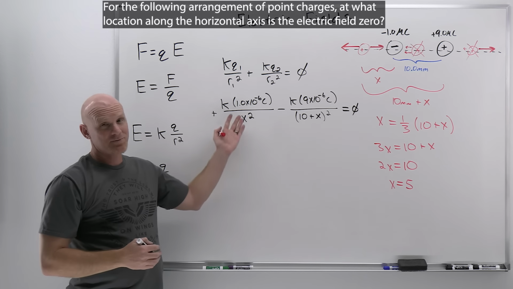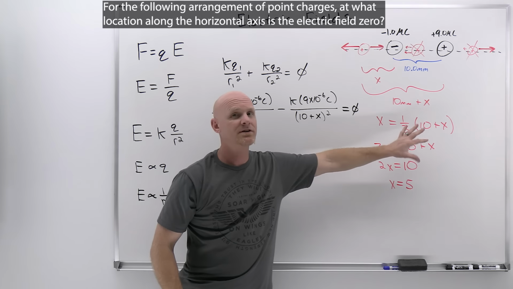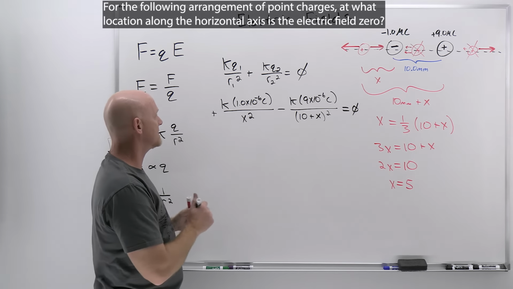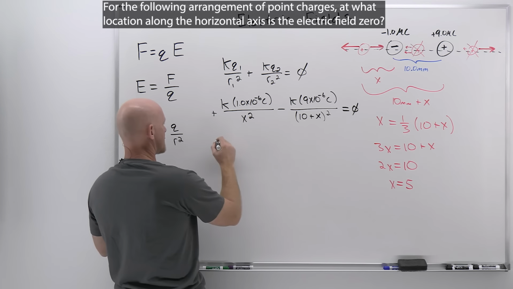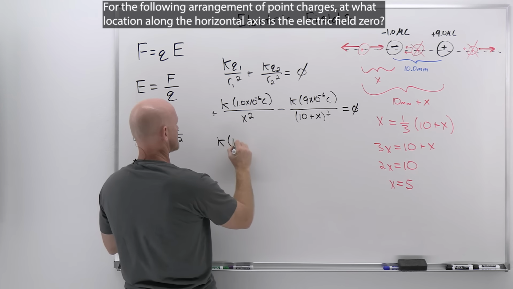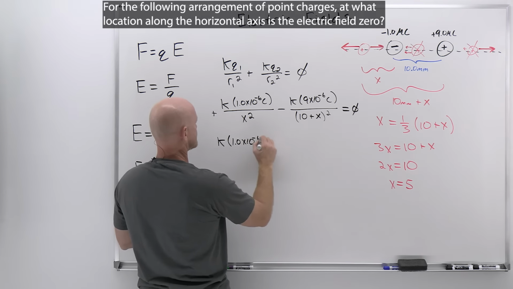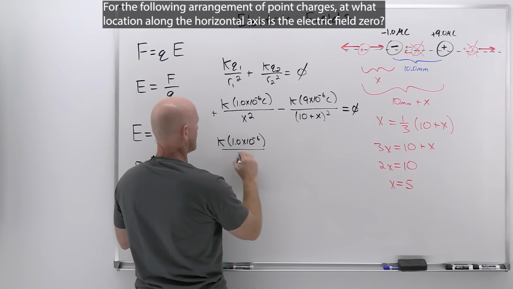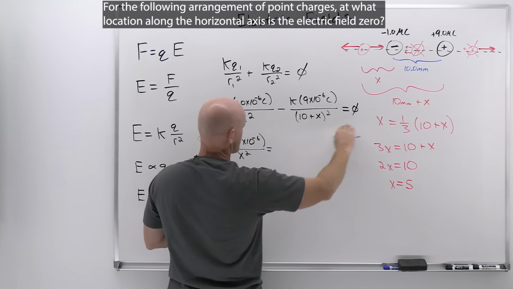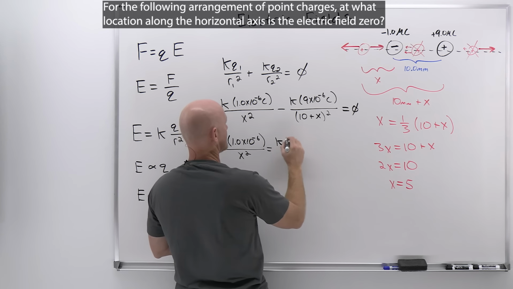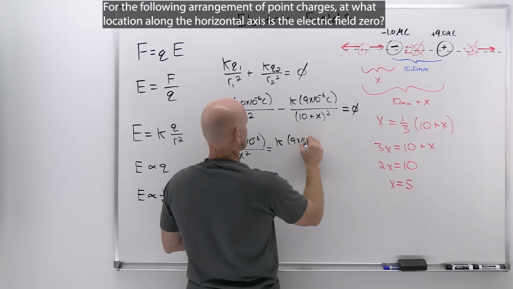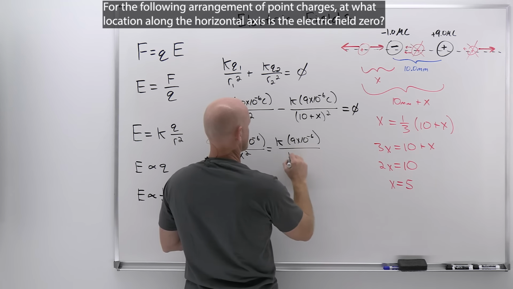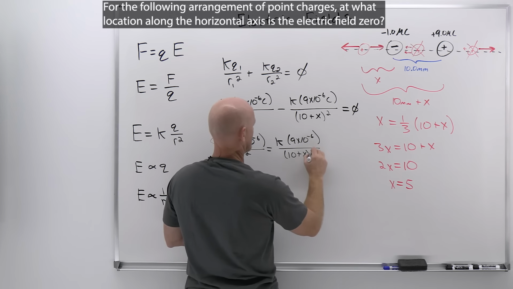All right, the algebra here is a little worse than the equation we solved here, but ultimately reduces down to the same thing, as we'll see. And so in this case, we rearrange this just a little bit. So k times 1.0 times 10 to the negative 6. I'm going to leave off the units to make this a little bit easier. All over x squared. So I'm going to add this to the other side. So k times 9 times 10 to the negative 6 all over (10 plus x) quantity squared.